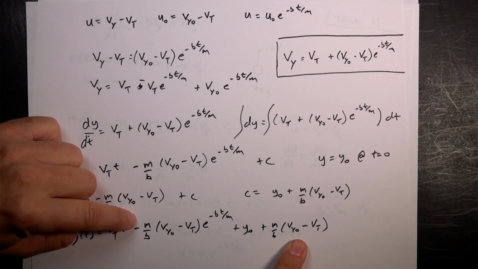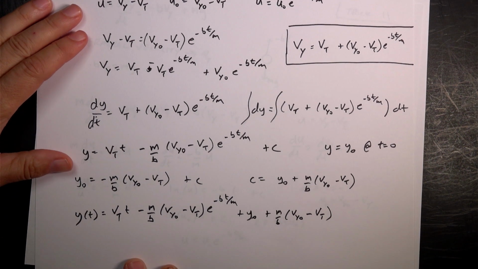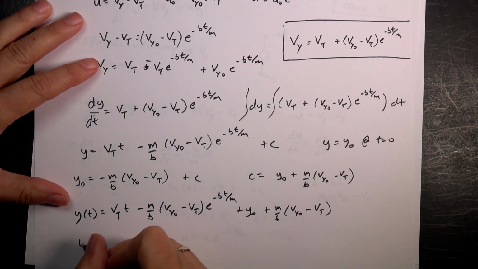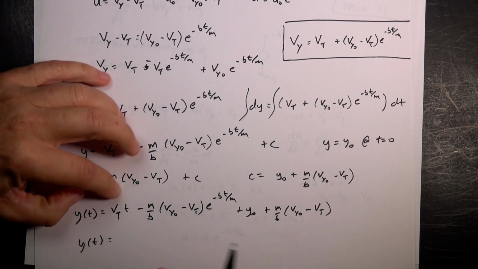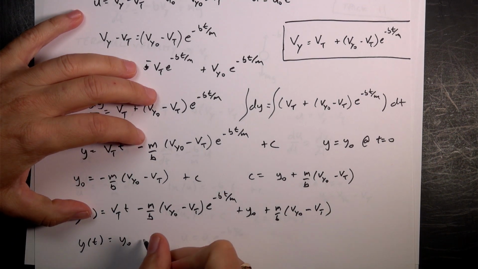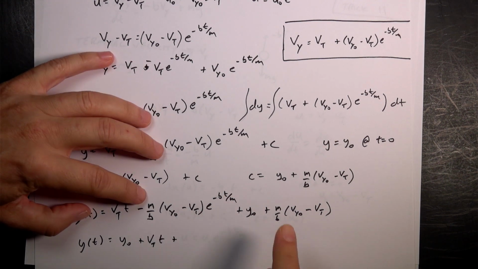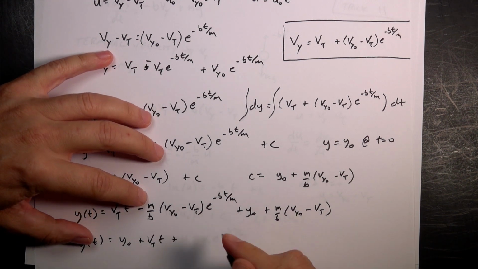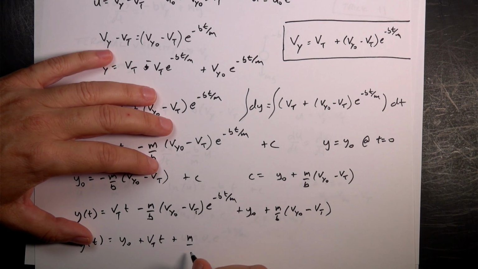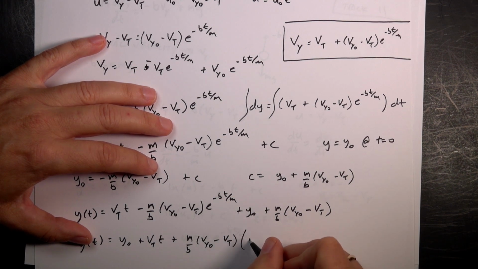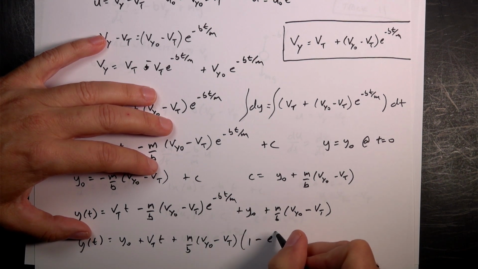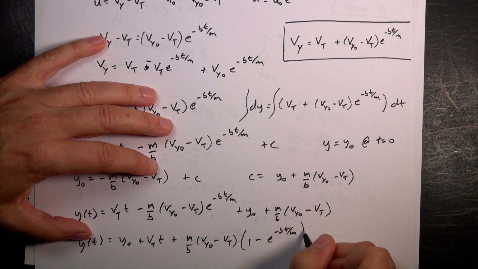I think we can combine those two together. So let's write this as y as a function of t equals, so I have this y0 term, I like to put that first, y0 plus vt t plus, these two terms together, m over b (vy0 minus vt) times (1 minus e to the negative bt over m). Yeah, I like that.